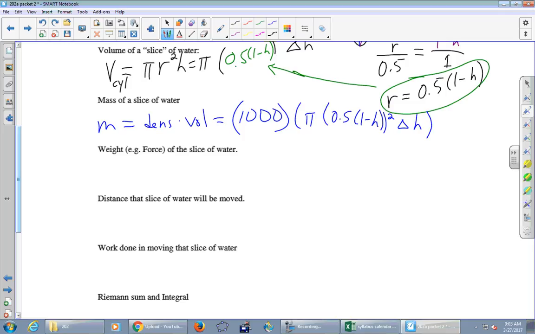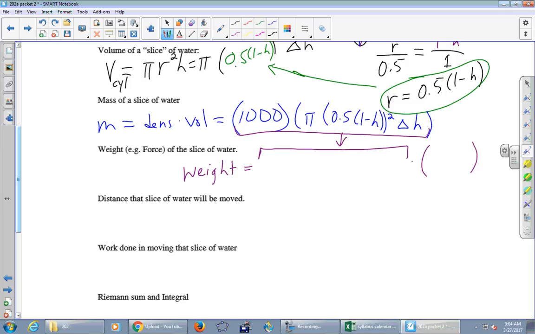Okay, and now we need the weight. What's our formula for weight? Mass times acceleration. We have the mass right there. So I'm going to start to get lazy here just because I want to give you guys lots of time in the activities. So the weight is equal to the mass, which is all of this, times acceleration, which is still 9.8.